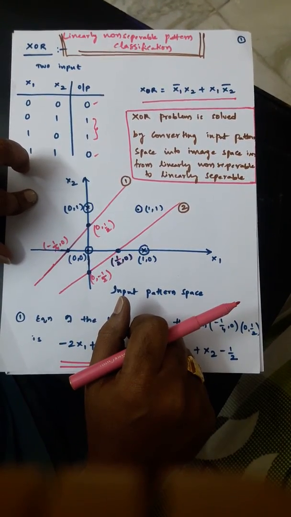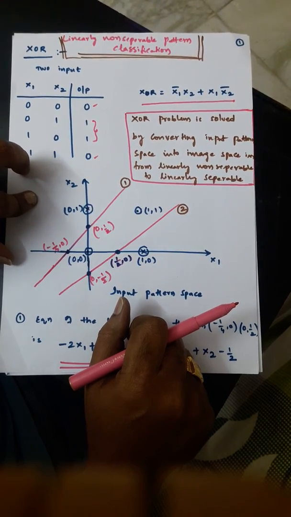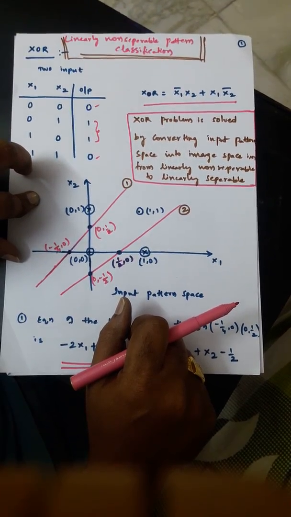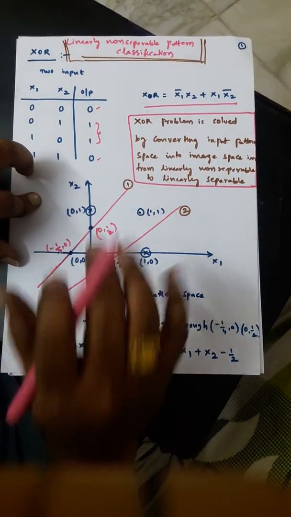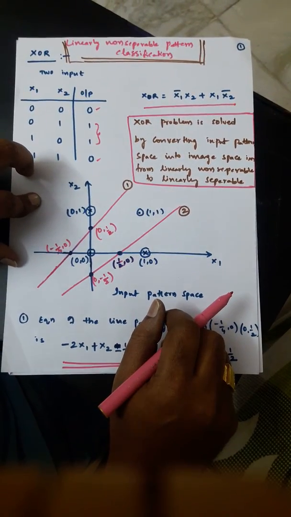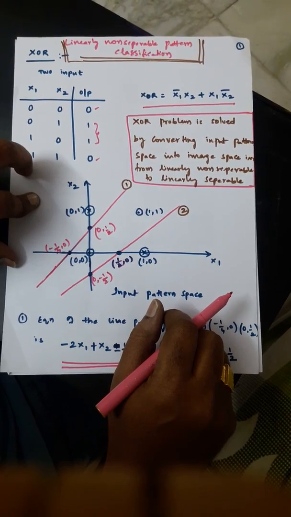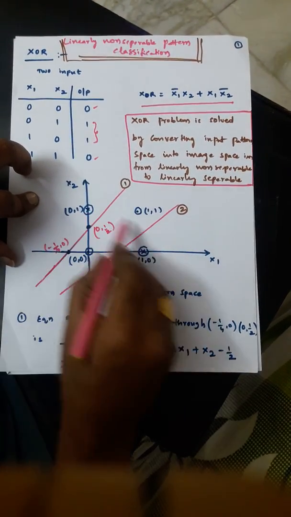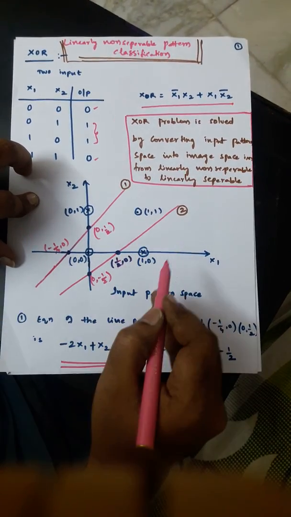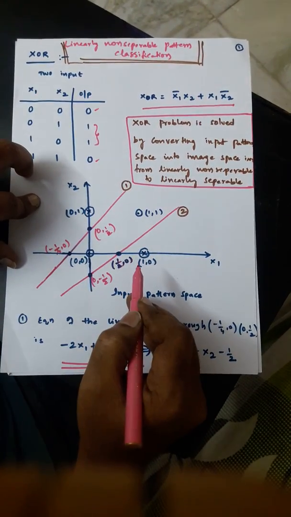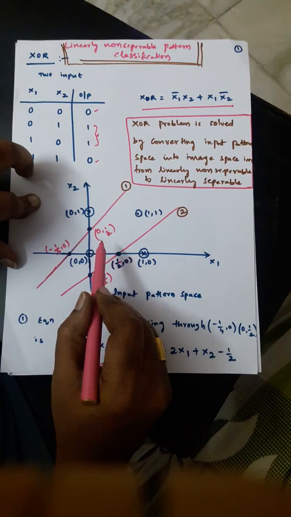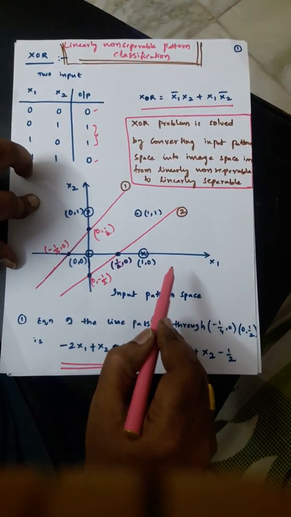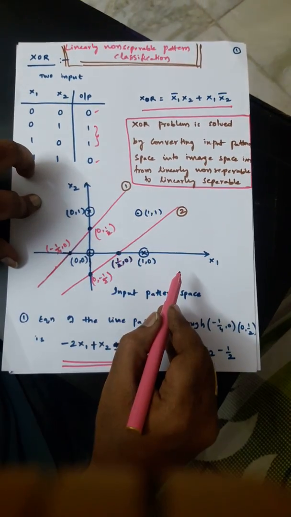So what can I do now? So this is the XOR problem. The XOR problem is solved by converting the given input pattern space into image space. Students, please try to understand this XOR problem. You cannot separate it with a single straight line.